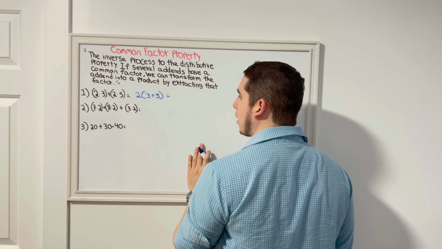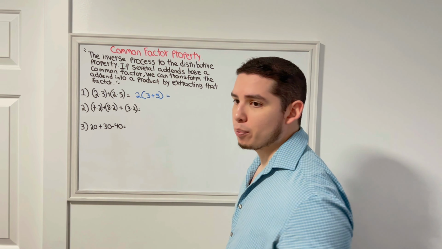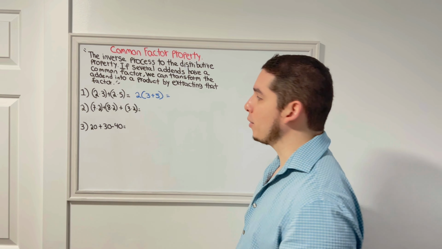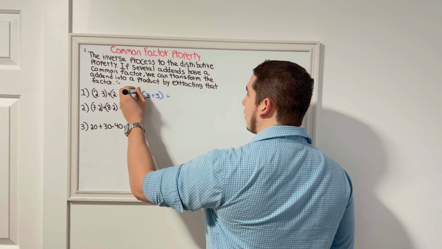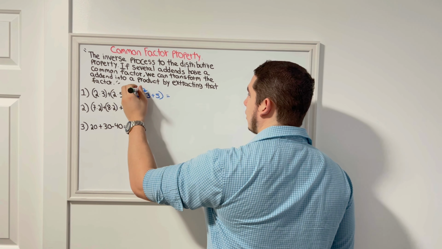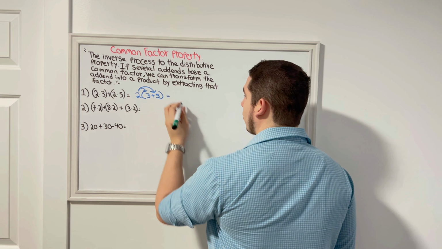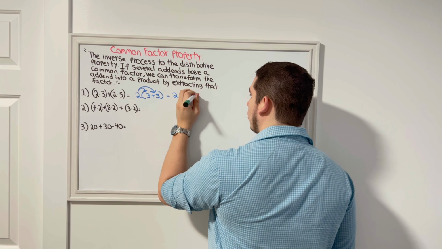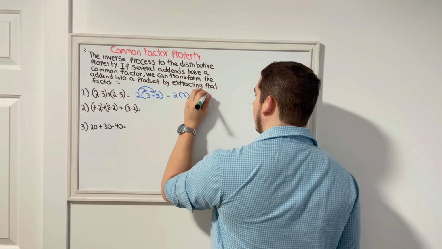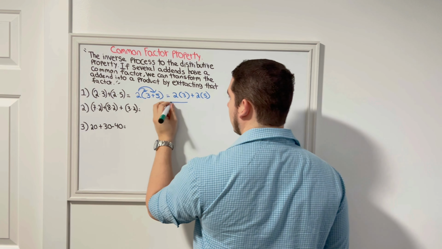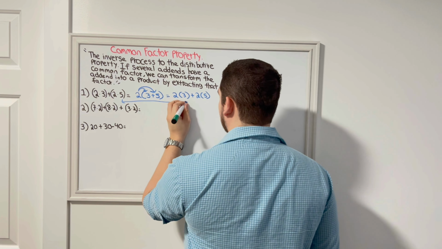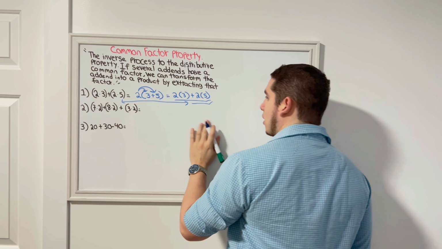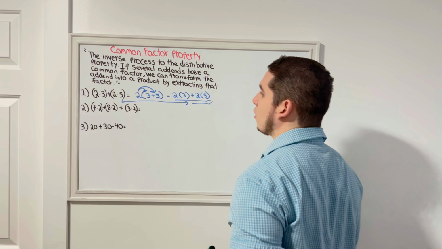If you want to verify if you applied the common factor properly, then you can just multiply it again by applying the distributive property. Therefore, remember that the 2 is going to multiply the first term and the 2 is going to multiply also the second term. In other words, 2 times 3 plus 2 times 5, and this is the same as this. Therefore, the answer is correct. This is the correct form of applying the common factor.